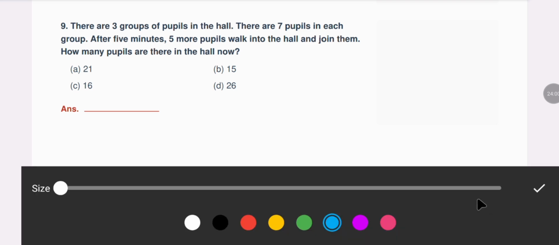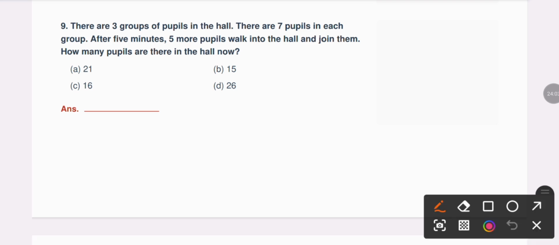Interesting question. There are three groups of pupils in the hall. There are 7 pupils in each group. After 5 minutes, 5 more pupils walk into the hall and join them. How many pupils are there in the hall now?